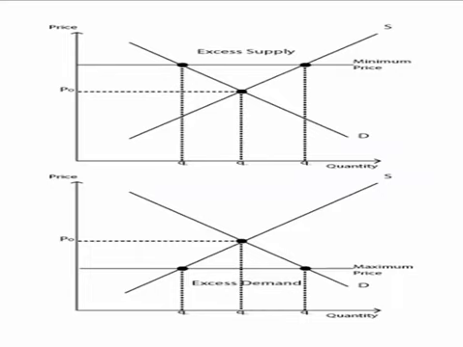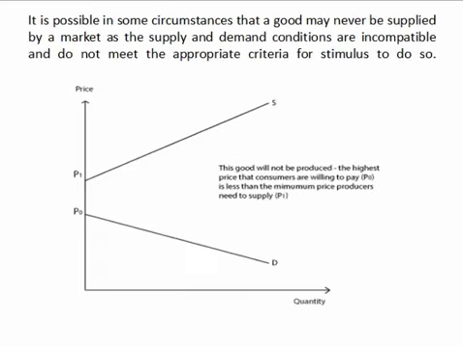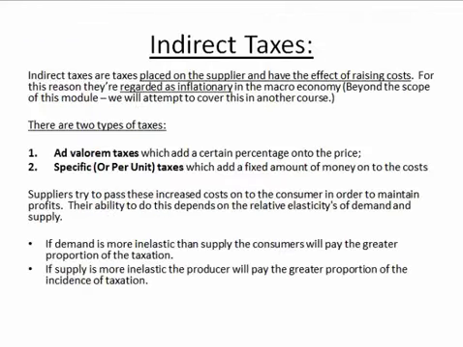It is possible in some circumstances that a good may never be supplied to a market, as the supply and demand conditions are incompatible and do not meet the appropriate criteria for stimulus to do so. This is illustrated in front of you now. It's possible that the good may not be produced. The highest price that the consumers are willing to pay in the top example would be P0, and that's less than the minimum price producers need to supply, which is P1. As a consequence of that, in a normal world with a normal good, assuming ceteris paribus, that good would not be produced because supply and demand would never meet.